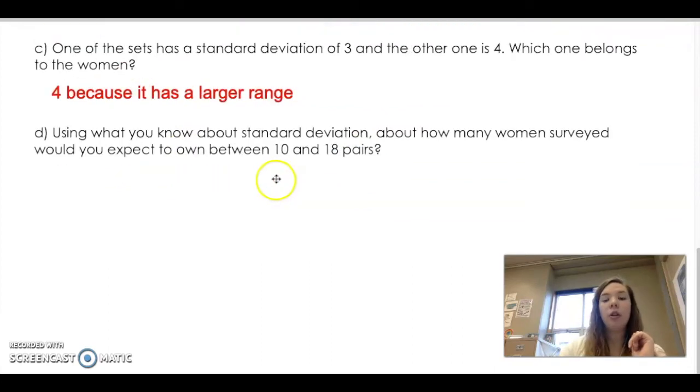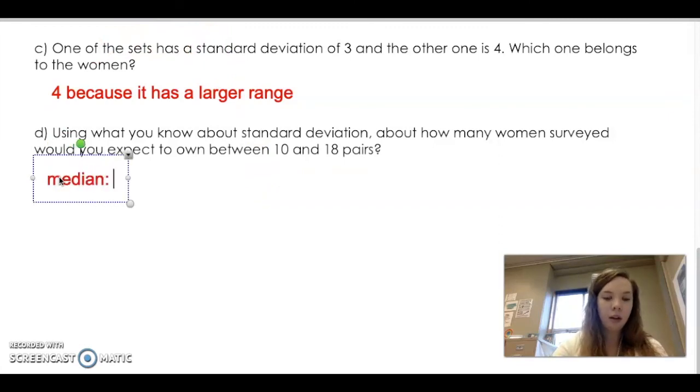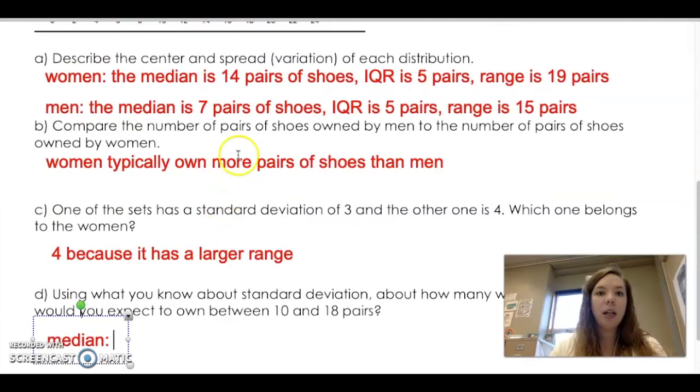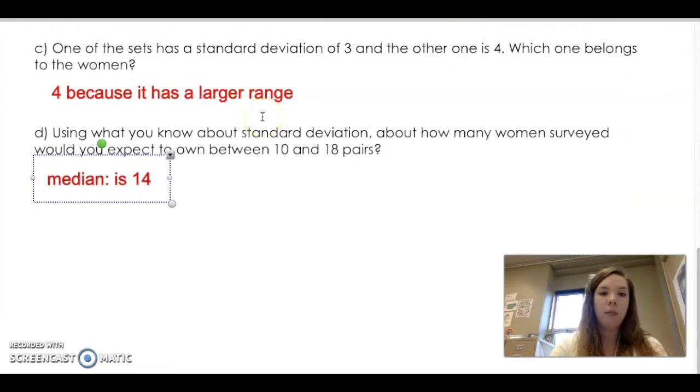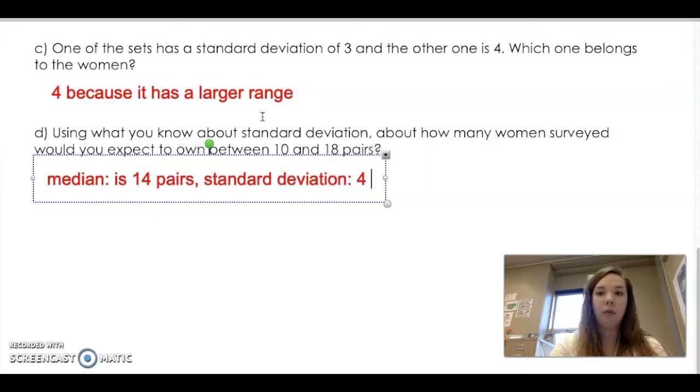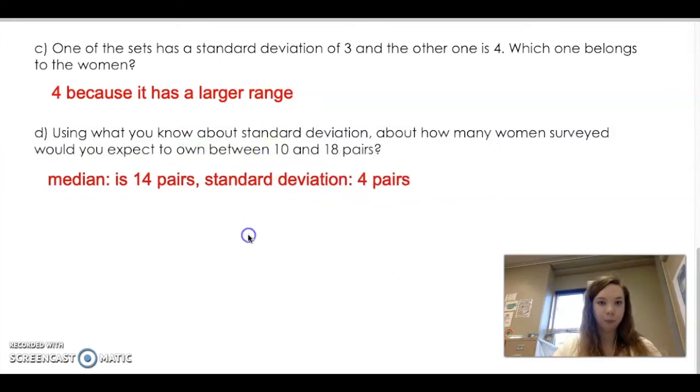It says, using what you know about standard deviation, about how many women surveyed would you expect to own between 10 and 18 pairs? So you have to remember our median. What was our median? Our median is 14 pairs. And then our standard deviation, we just found out from the question above, is 4 pairs. So really what I'm going to do here is explain to you a little bit of how this works.